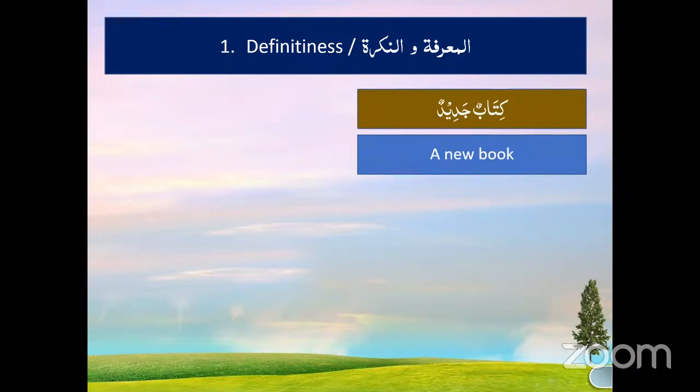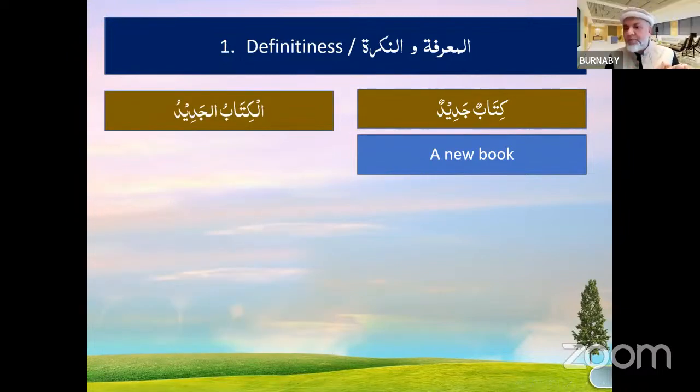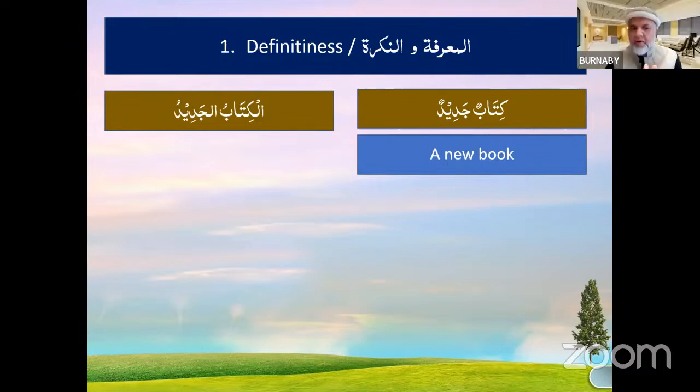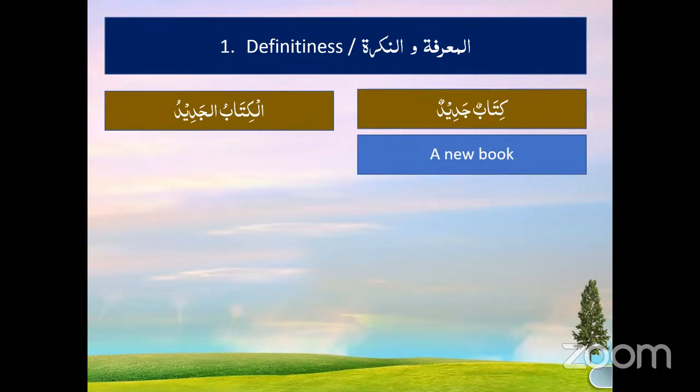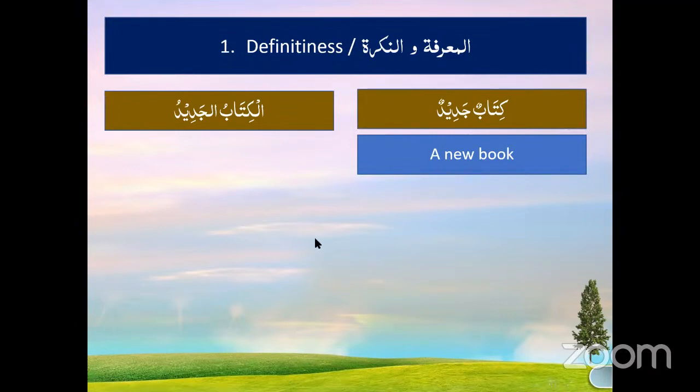If we take it to the next level, Al-Kitabul Jadidu. Now is Al-Kitab here marifa or nakira? Marifa. And the quality? Marifa. So right next to each other, when they were nakira, they were both nakira. When one was marifa, the other has to be marifa. Are they still rafa rafa? Yeah. The translation will be the new book.